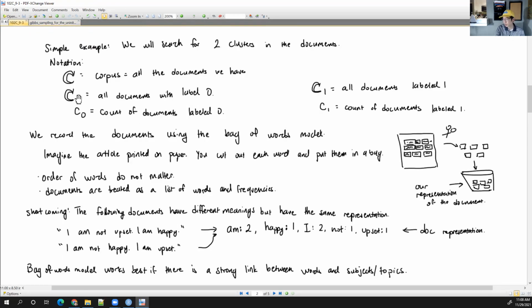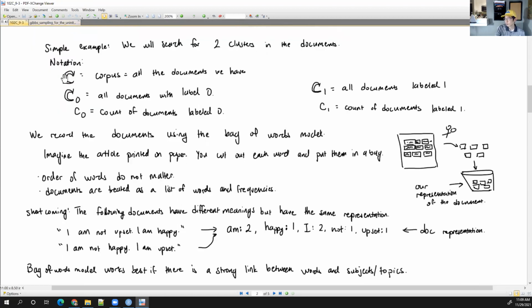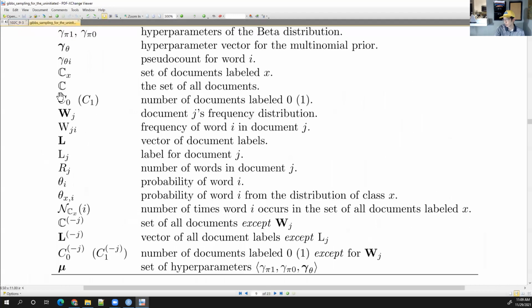And then if we put a little subscript next to the corpus, that will be all the documents with label 0, and fancy C1 will be all the documents labeled 1. So you've got CX, all the documents labeled X. And here we're just going to have label 1 and label 0. Then the regular C, C0 will be the count of documents labeled 0, and C1 will be the count of documents labeled 1. So that's this, okay? The number of documents labeled 0 or the number of documents labeled 1.